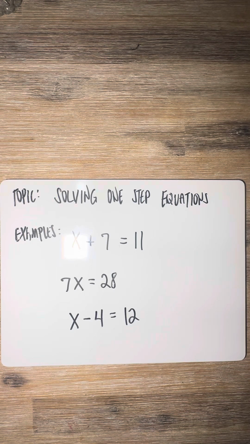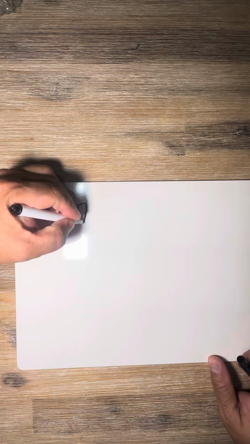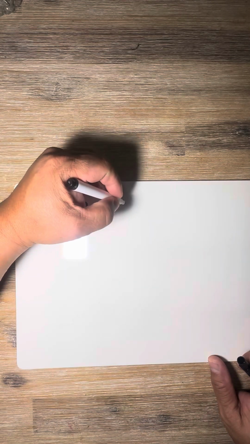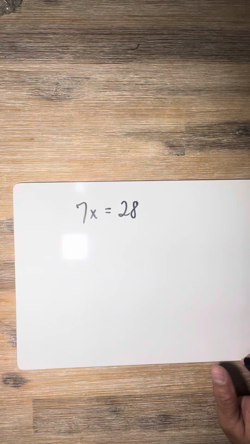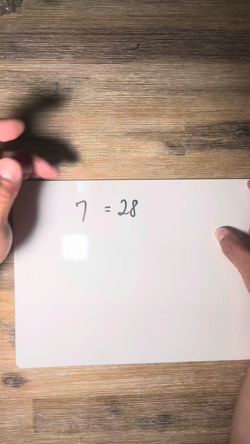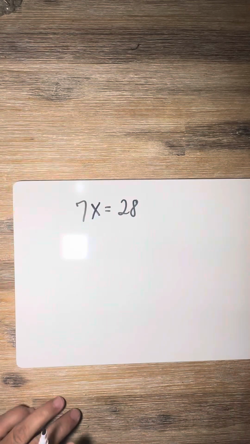All right, guys, so the second example, if you're looking at it, is 7x equals 28. Let me go ahead and grab a clean whiteboard for you and simply write down 7x equals 28, just like that. If you're a bit confused, you can also make that x a bit bigger if you like.